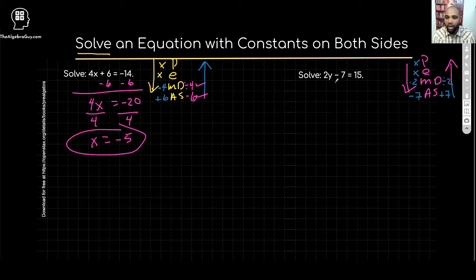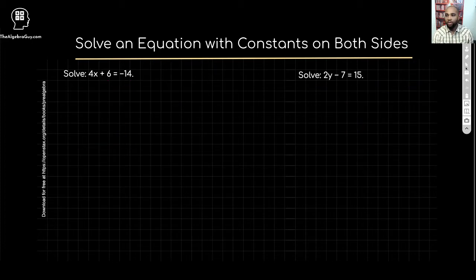So I'm going to start by adding 7, and that gives me 2y equals 15 plus 7 is 22, and then dividing by 2. That leaves me y equals 11. And there you go.